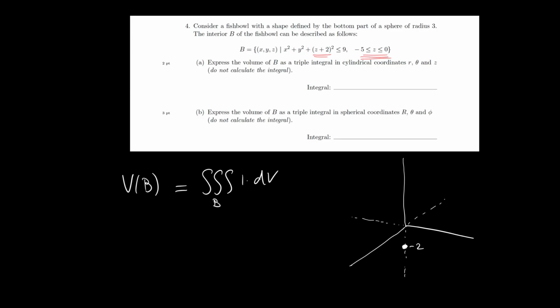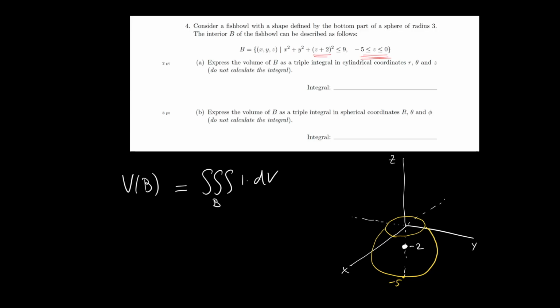And so that volume looks a little bit like this. So the cut off part will be some circular thing here, and then it's just a cut off sphere like this. And so it's a sphere of radius 3, as we can see from the 9 in that equation. And so the bottom part will be minus 2 minus 3, which is minus 5. All right, well, that's actually going to be helpful here.